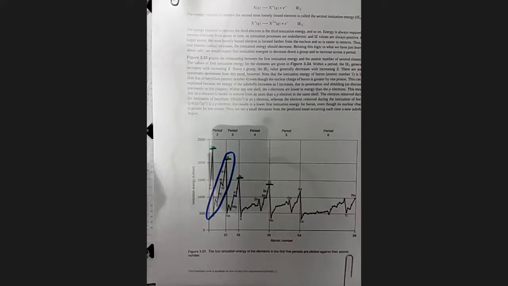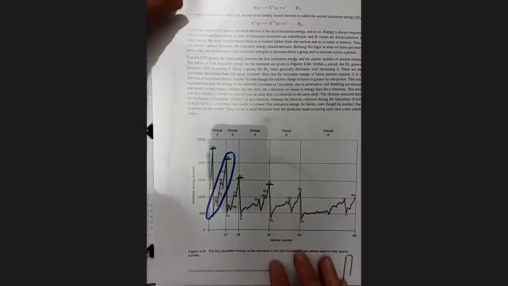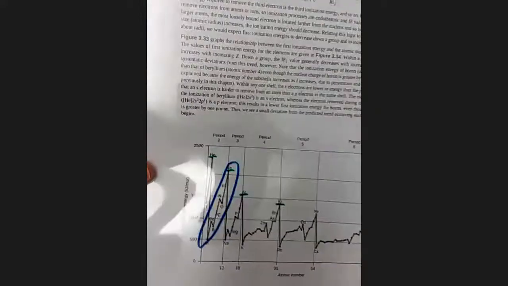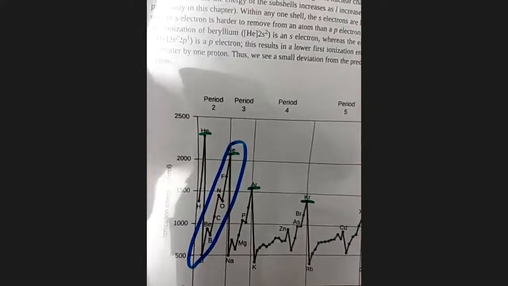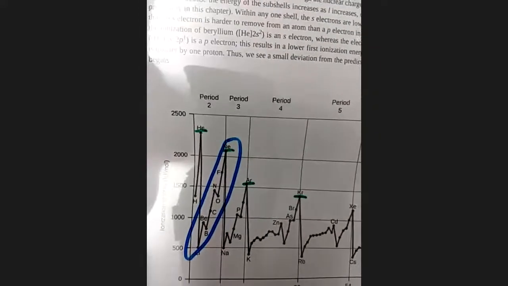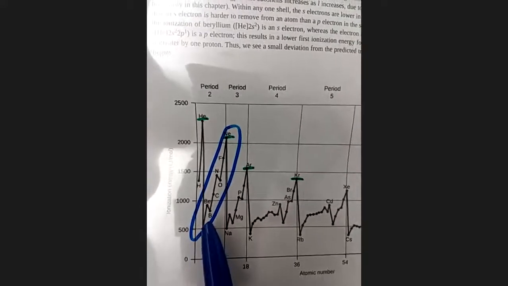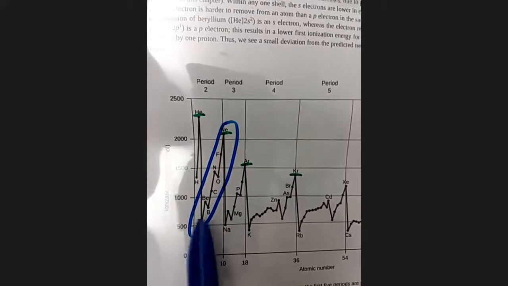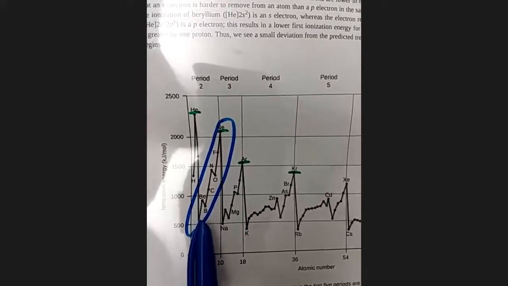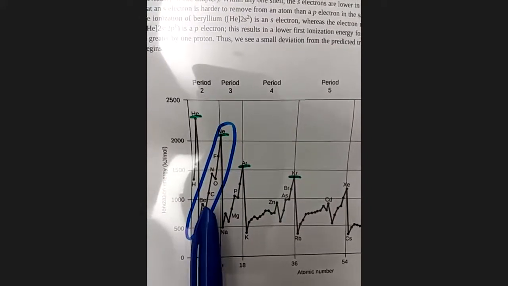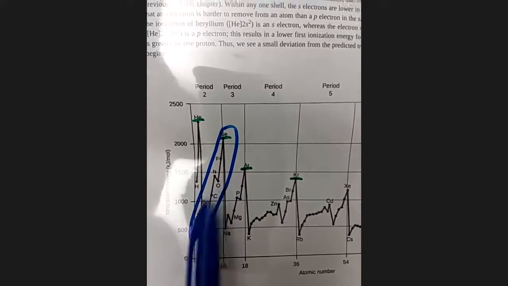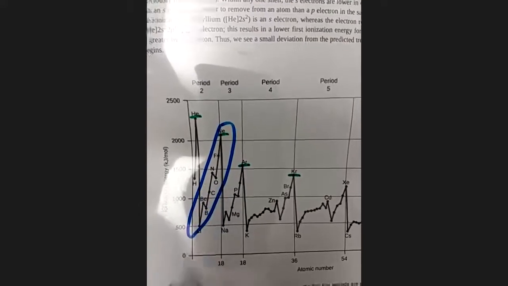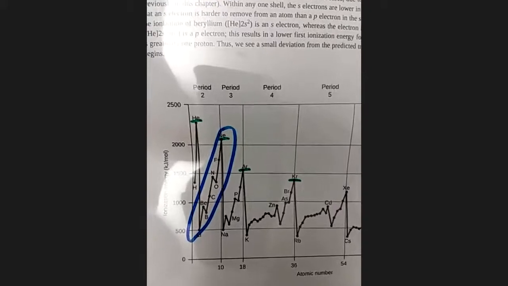So those major trends are true, but if we zoom in and I hold this a little bit closer, you can see that the line isn't perfectly straight. There are a couple of little zigzags inside of this trend, specifically between the group 2 and group 3 elements, and between the group 15 and group 16. There's a little dip in the trend. So let's think about why that might be.